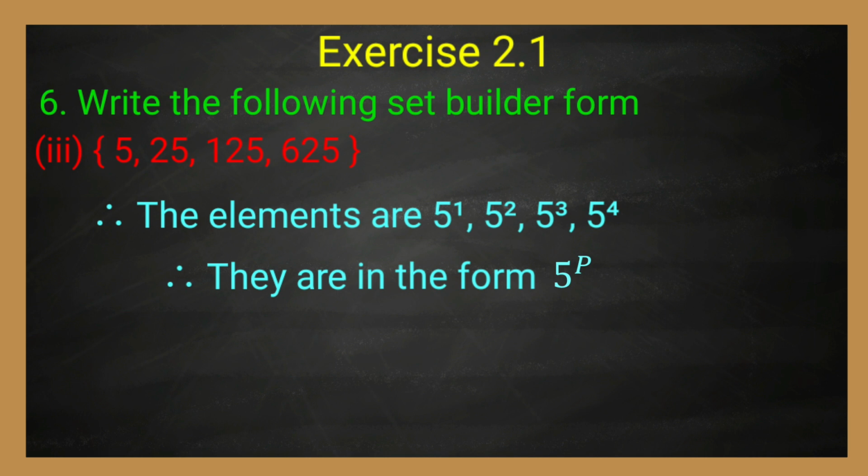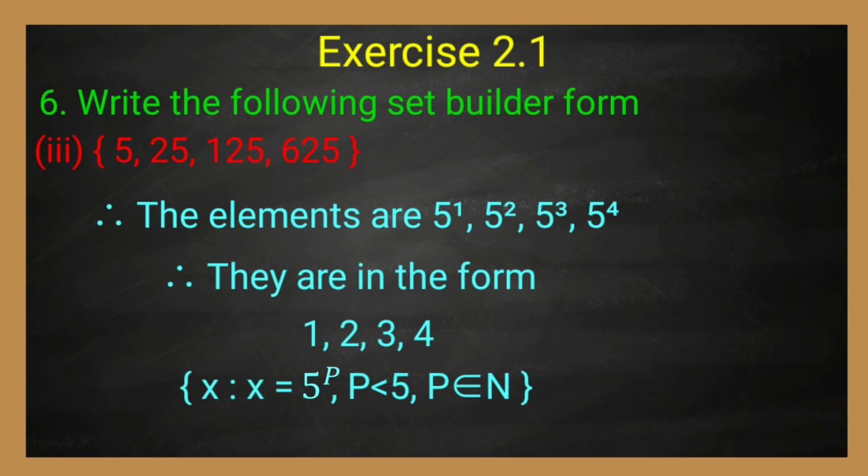Therefore, they are in the form of 5 to the power of p. Here, the powers are 1, 2, 3, 4. They are natural numbers smaller than 5. Therefore, the answer is the set of x such that x equals 5 to the power of p, p is less than 5, p belongs to N.